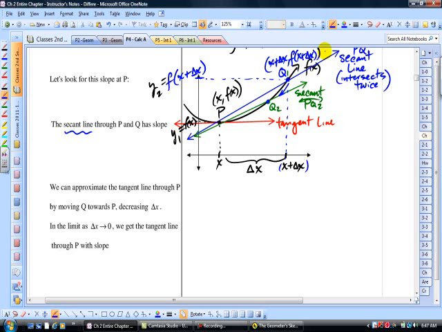Okay? Now, then we go and find the slope of the secant line, and then we learn how to get it infinitely close to P. Okay, so let's take a look at the slope of the secant line. And let's kick in a little bit of Algebra 1.